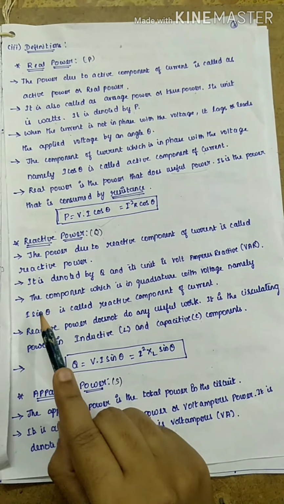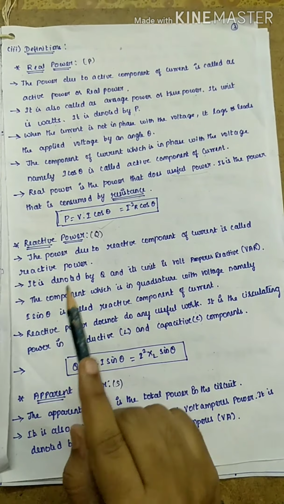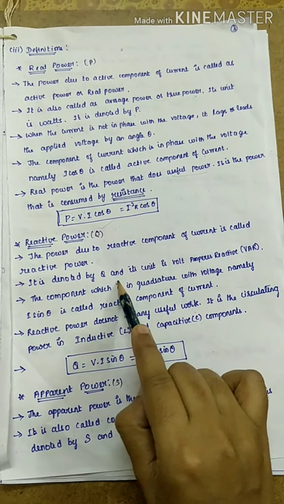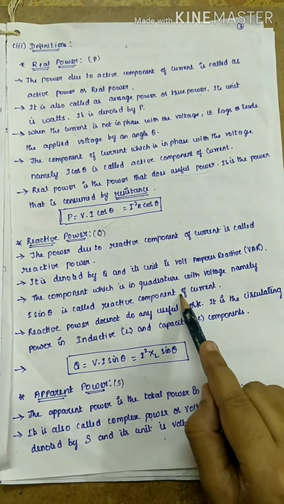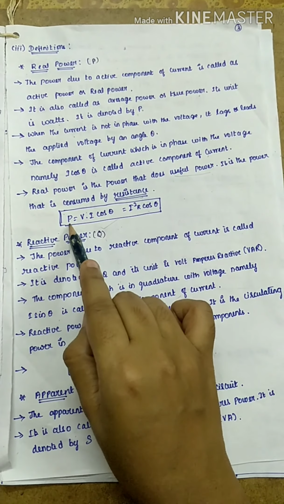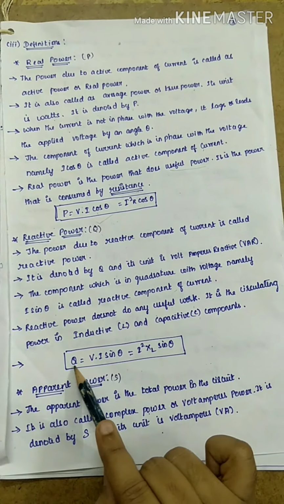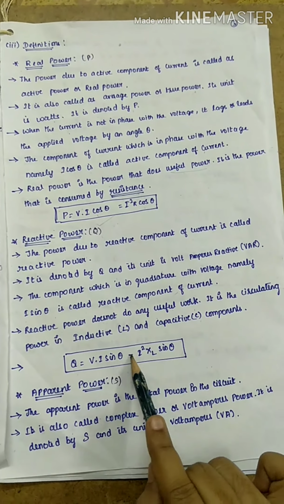So this reactive component is I sin theta. This is the power which is consumed in both inductance as well as capacitance. For real power, the formula is P is equal to VI cos theta, and for reactive power, the formula is Q is equal to VI sin theta.